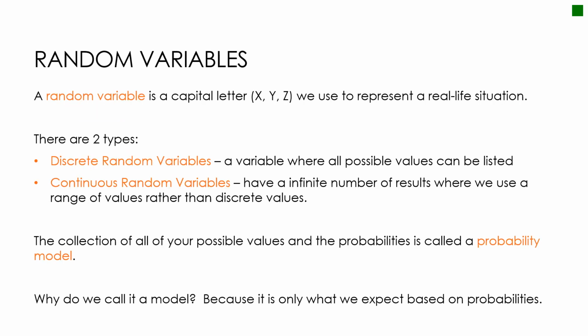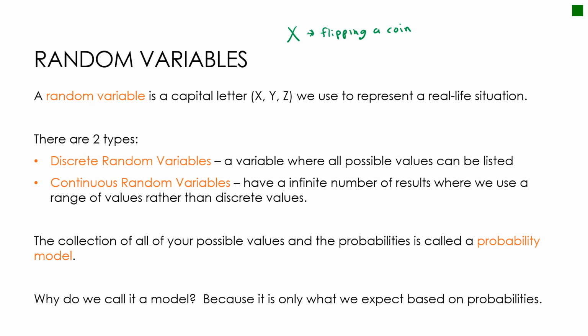So before we start learning what the expected value of a random variable is, obviously it's important to understand what a random variable is. Why do we have them? So a random variable is just a capital letter that we use to represent a real life situation. So for instance, we have been looking at probability of, say, flipping a coin or rolling a die. And so if I were talking about a random variable X, I'm going to say X represents flipping a coin.